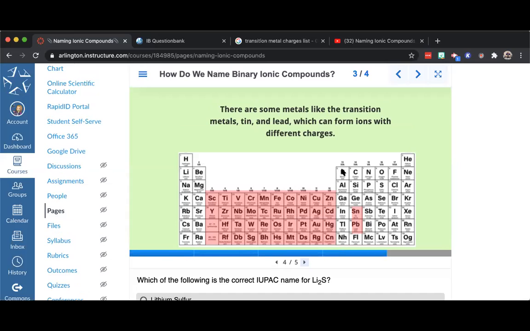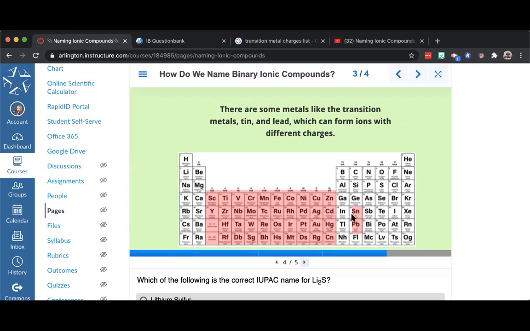And then in this column, most things are going to be +3, like aluminum and boron. Okay, although boron's kind of a metalloid, so it does covalent bonding most of the time. But the metals like aluminum and gallium and indium are going to be +3. In group 4, the metals will be +4 most of the time. So like silicon, germanium. Tin and lead are +4, but they can also be +2.